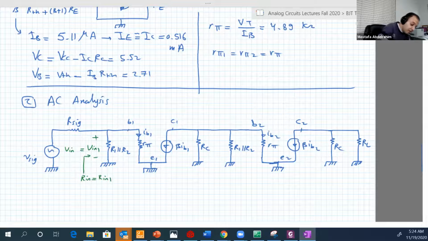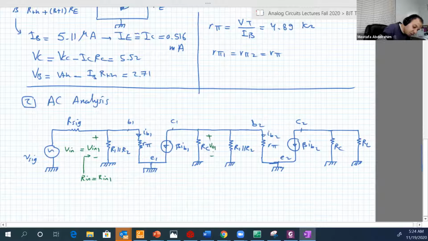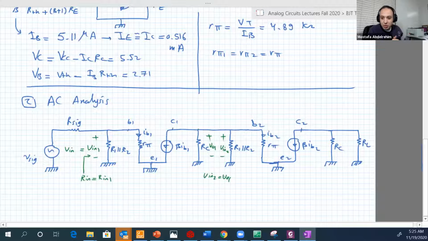Where is the output 1? The output 1 is between collector 1 and the ground. So here is the output 1. Where is the input 2? It is the voltage at base 2. So here is the input 2, and the base 2, by the way, is connected to collector 1, so it happens to be the same as the output 1. And where is the output 2? It's the voltage across the resistor RL, or the load resistance, or RC, because they are in parallel. So this is VO2, which happens to be the same as the main output of the circuit, VO.